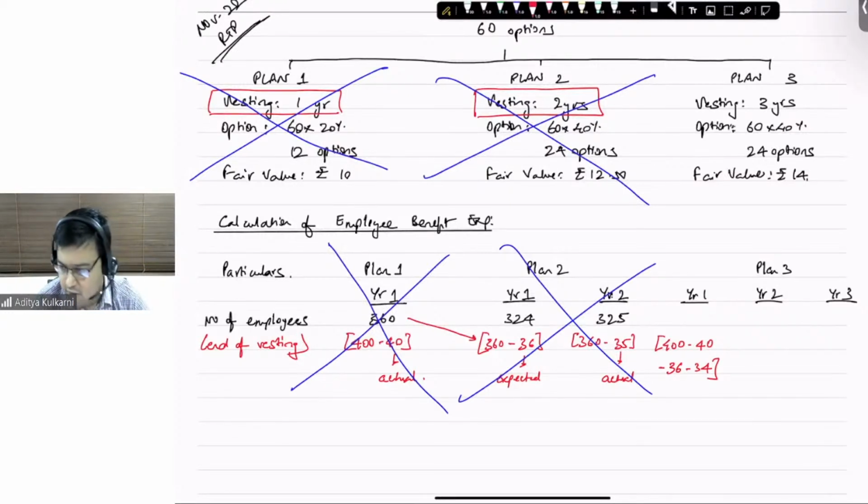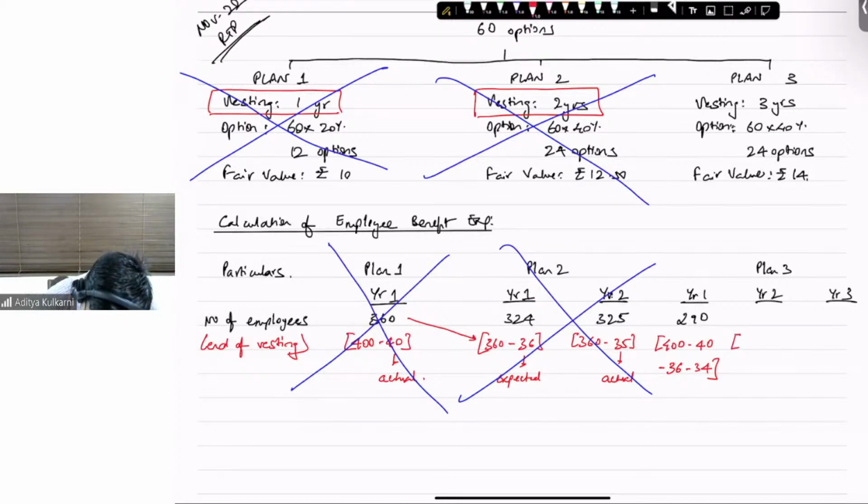जल्दी से बताओ कितना होता है? Yes. Come on. Tell me. 400 minus 40 minus 36 minus 34. So you are expecting that 290 employees will remain. Come on, now come to year 2. Year 2 में बताओ भाई कितने employees रहेंगे? Just help me with this.